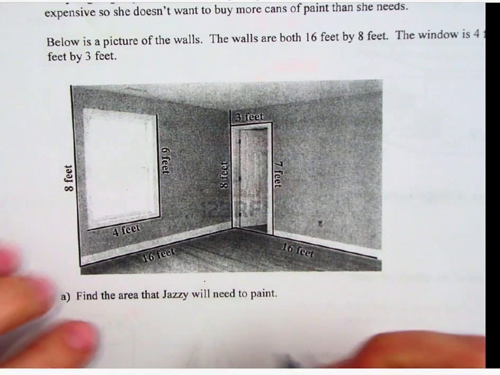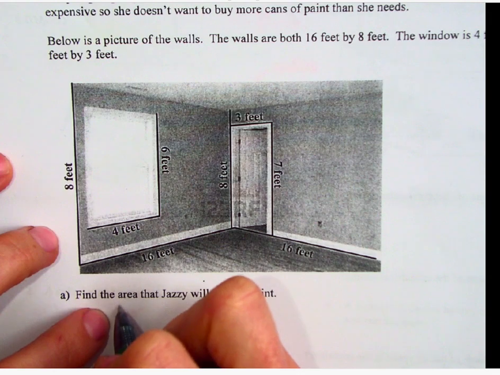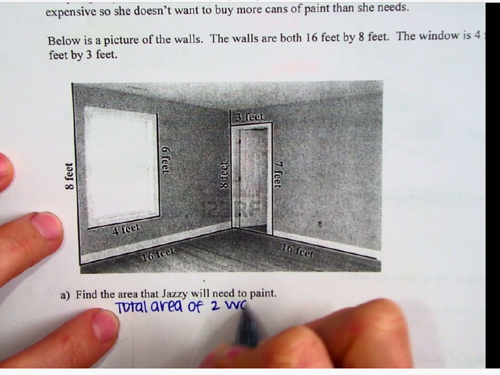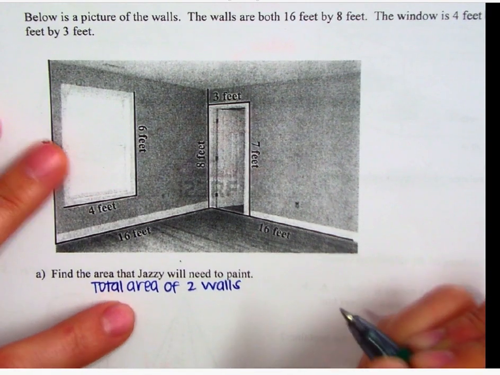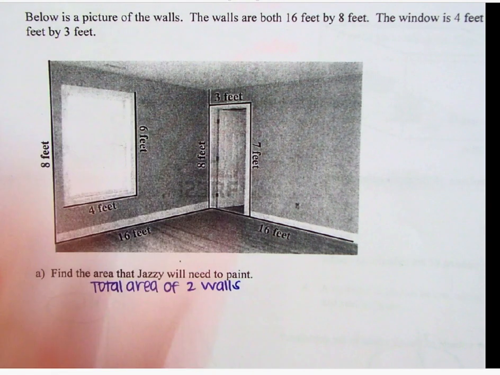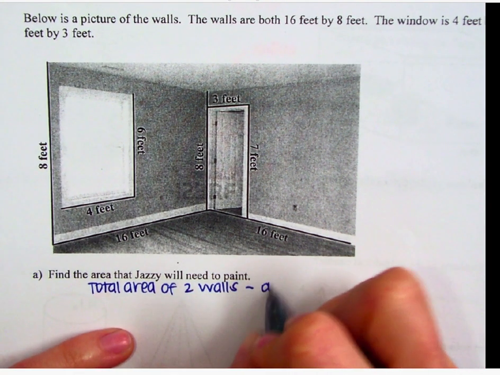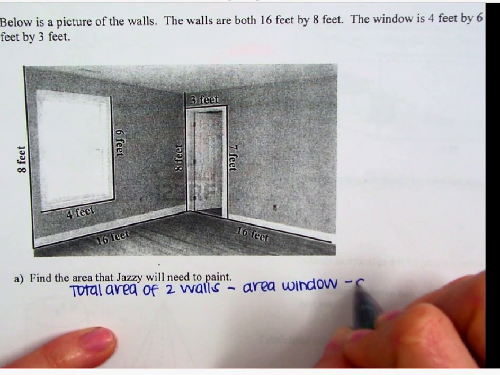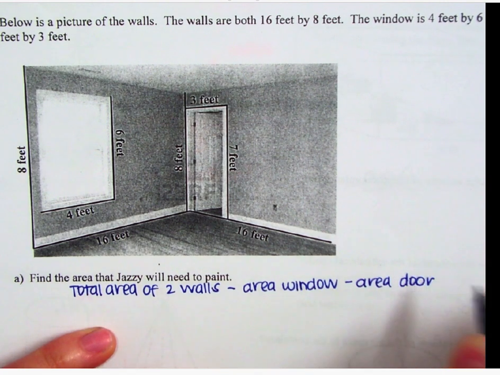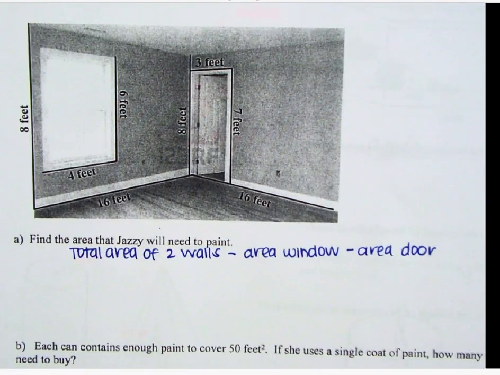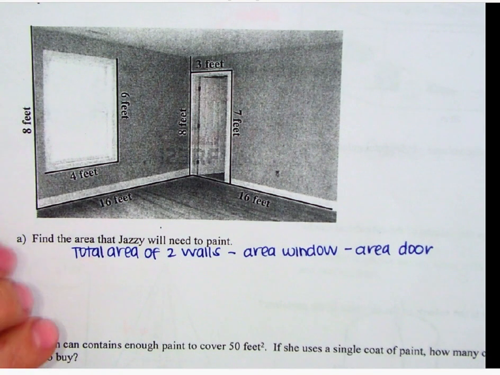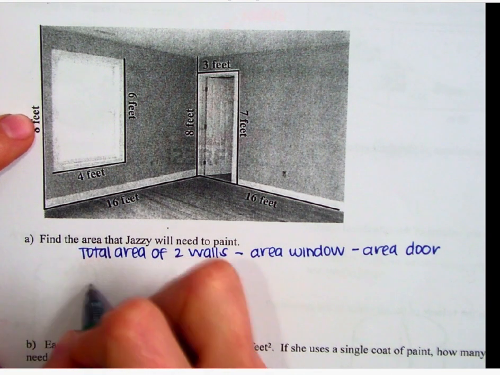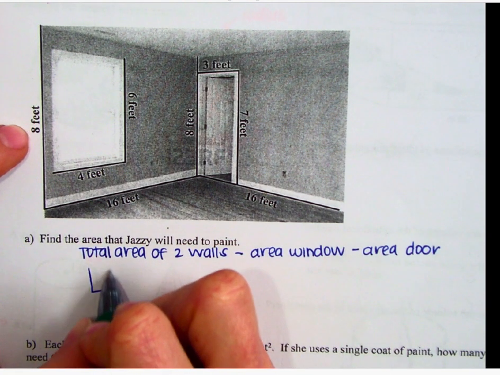So when we do this, we're going to figure out the total area of the walls, but there's 2 of them. So we're going to find that total area, but we don't want to paint the window and we don't want to paint the door. So from this, we're going to subtract the area of the window, and then we're going to go in and subtract also the area of the door, because those are not going to be painted. So we don't want to buy paint for that square space. So to find the area of 2 walls, we know that both of the walls are 8 by 16, right?